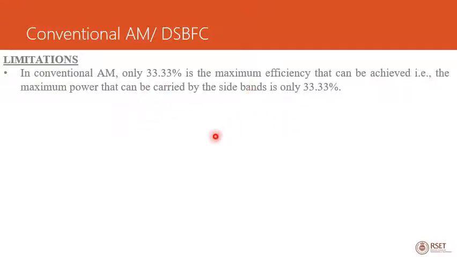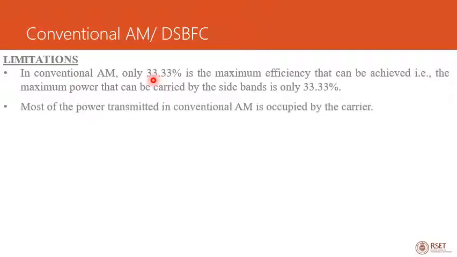The carrier signal is just a high frequency signal which is used to carry the 2 sidebands, and most of the information is contained within these 2 sidebands. The maximum efficiency that can be achieved in conventional AM is only 33.33%. Most of the power transmitted in conventional AM is occupied by the carrier, so most of the power is wasted transmitting the carrier signal.